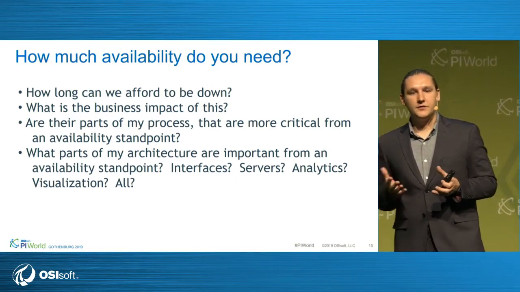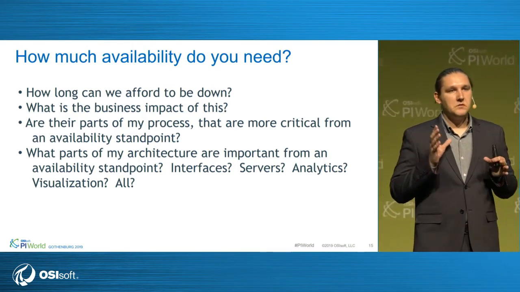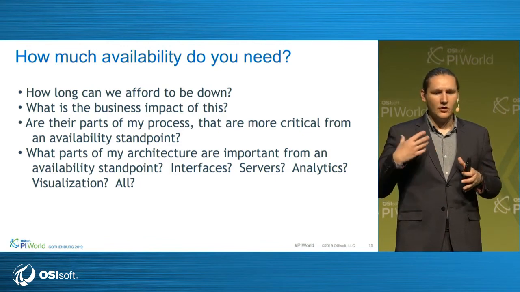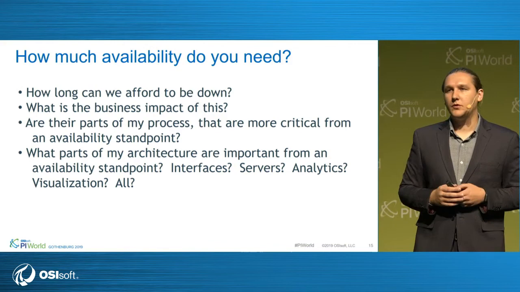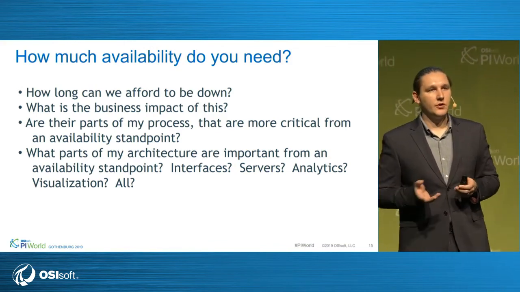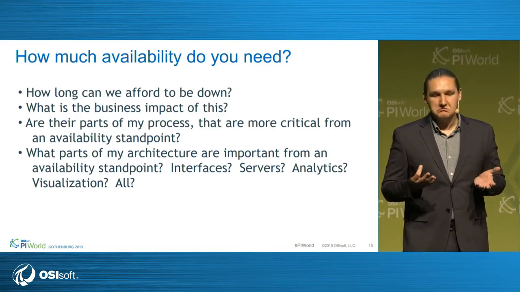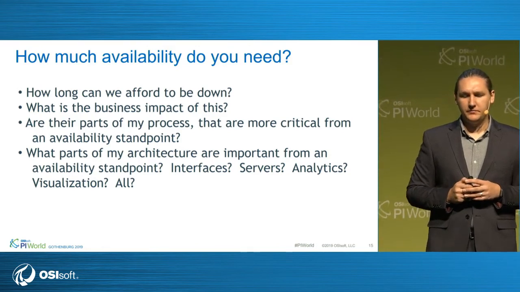Are there specific parts of the system that are critical? For example, the interface is collecting data all the time, but the server is down to implement the Windows server updates. Is it possible or not? Users will not be able to read the snapshot data, the archive data. Is it critical enough to implement high availability?